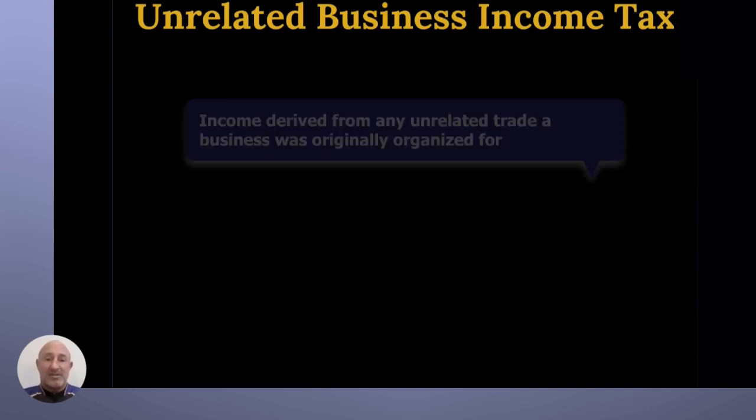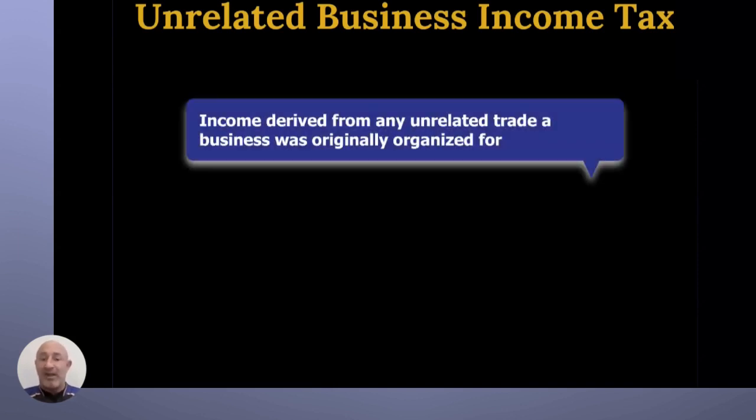So unrelated business income tax, it's income derived from any unrelated trade and business that was originally organized for. I know I covered this in the 101 series, but I'm going to go into more detail here, and it's just simply going to be more confusing. And again, don't get any brain damage over this.